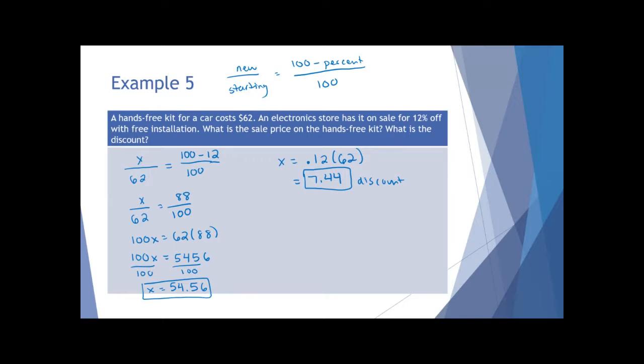If you don't like the proportion method, you can still find the sales price by using 0.88 times 62. Because then you're subtracting off the 12%, and that will give you your sales price without having to first figure out the discount. So much like with a tip, where you can do 1 plus the amount and then multiply it by your bill, you can discount by doing 1 minus that and then multiply it by the bill, and you'll get the same answer. Are there any questions?